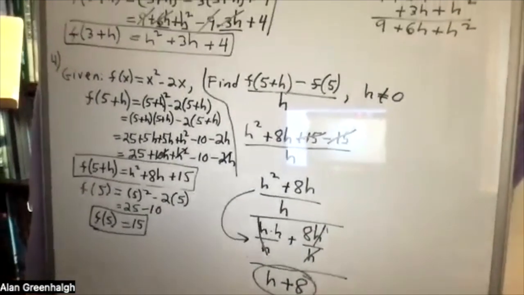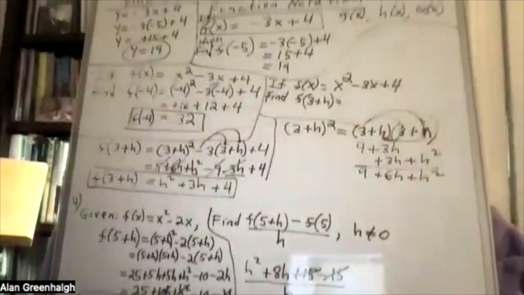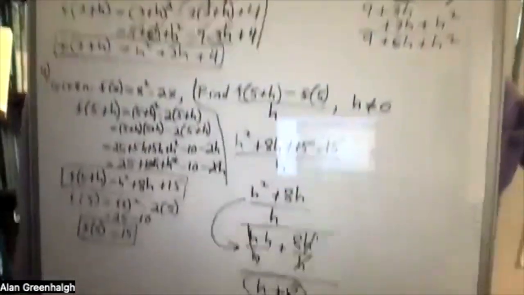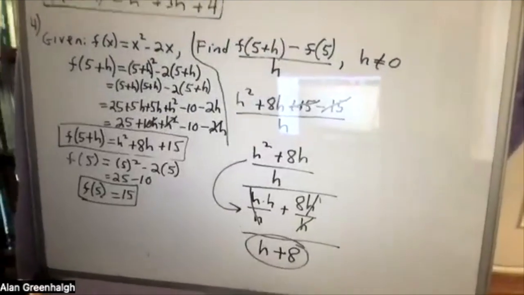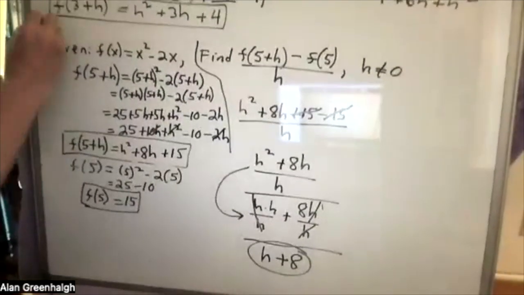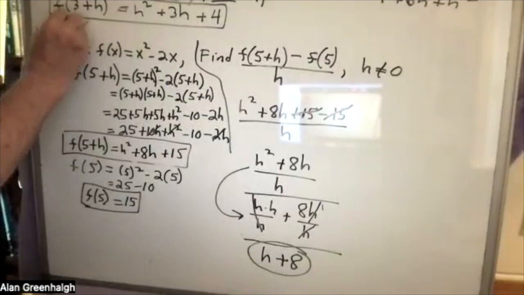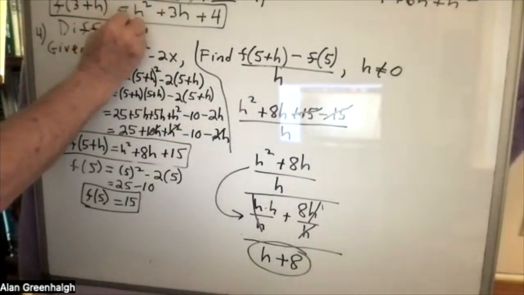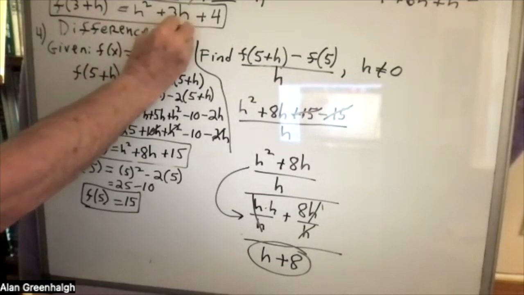This is called, let me just go back to the top here. Where was the top? I don't think I have any room for the top. Oh, right by the 4. Okay. This is called a difference quotient.